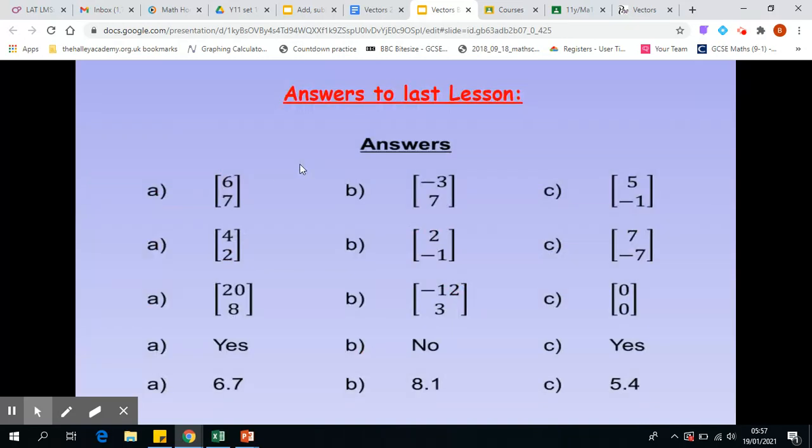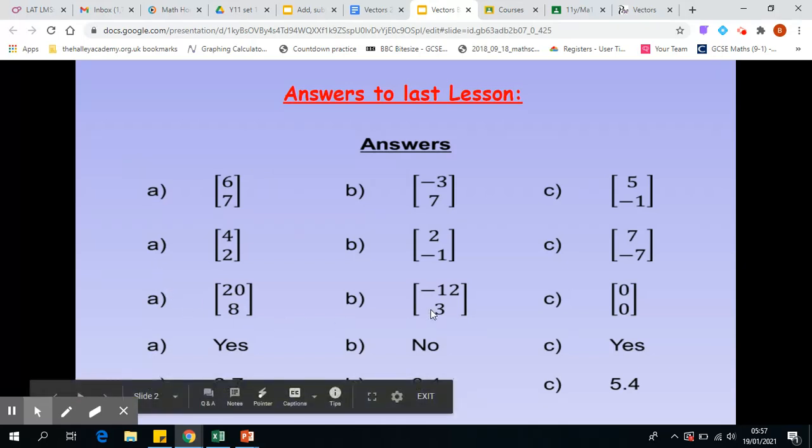Here are the answers to last lesson. I'm very pleased to say most of you managed to complete the first part of the task involving adding or subtracting column vectors. Identification of parallel vectors, some of you found harder, and I have given feedback on the stream as well as individually. Please ensure you provide the working out when you're calculating the magnitude of the vector using Pythagoras theorem.